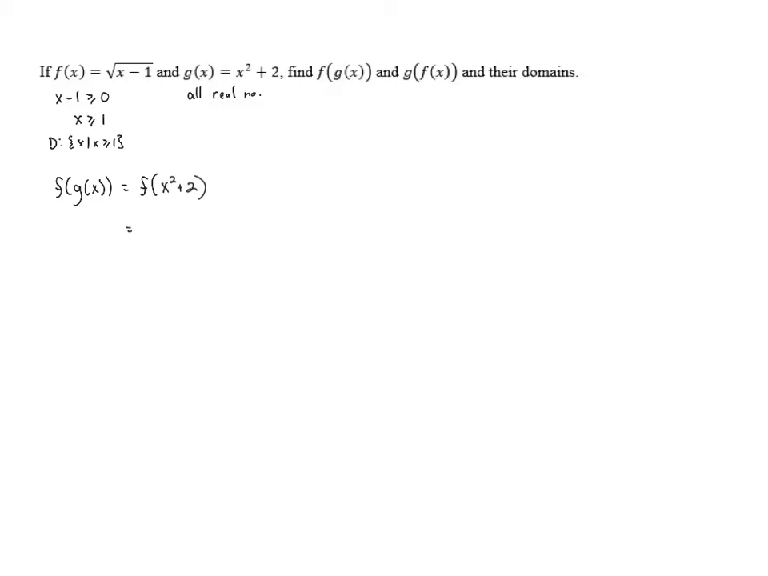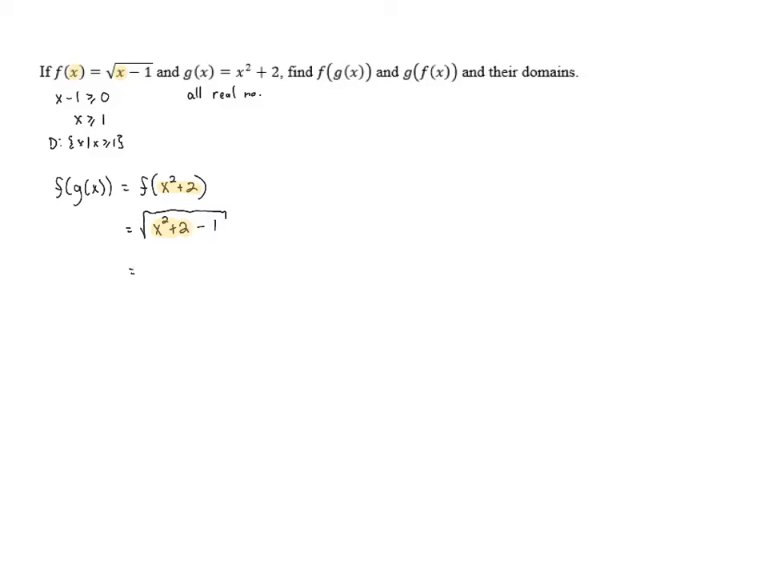Now, if we look at the function f, what it does is it takes the input, it subtracts 1, and then takes the square root. So here we've got to take the input, x squared plus 2, and then subtract 1, and then take the square root. Effectively, what we've done is, in our function f of x, we've replaced x with x squared plus 2. So instead of the square root of x minus 1, it's the square root of x squared plus 2 minus 1.